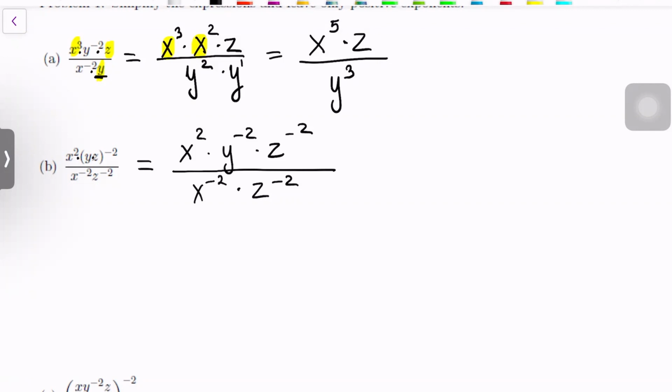So that was the first step. What I did, again, I wanted to get rid of the grouping symbol, the parentheses.